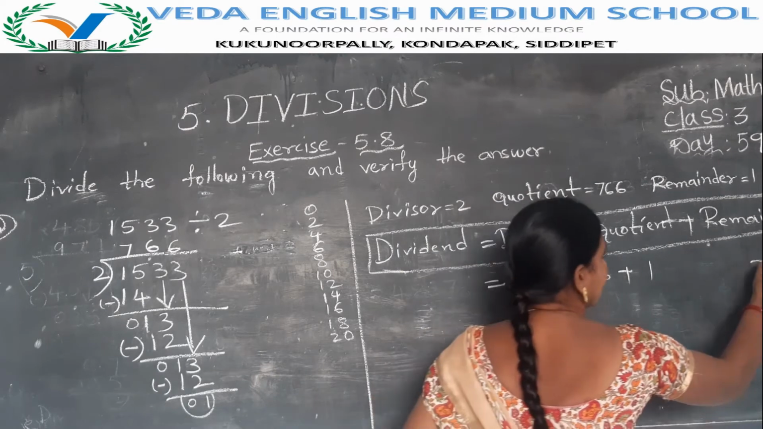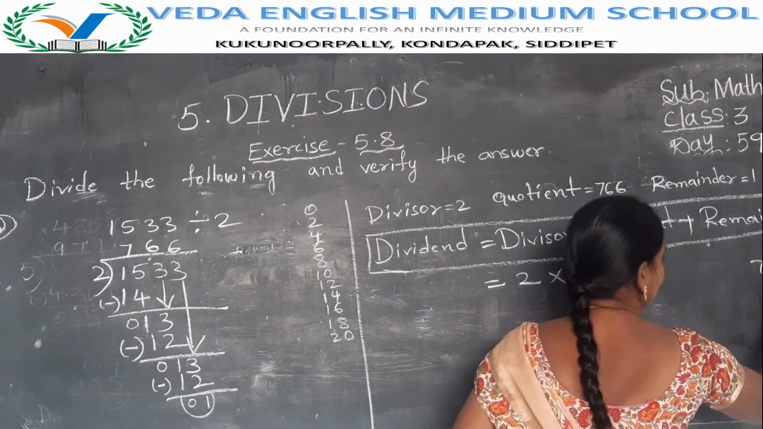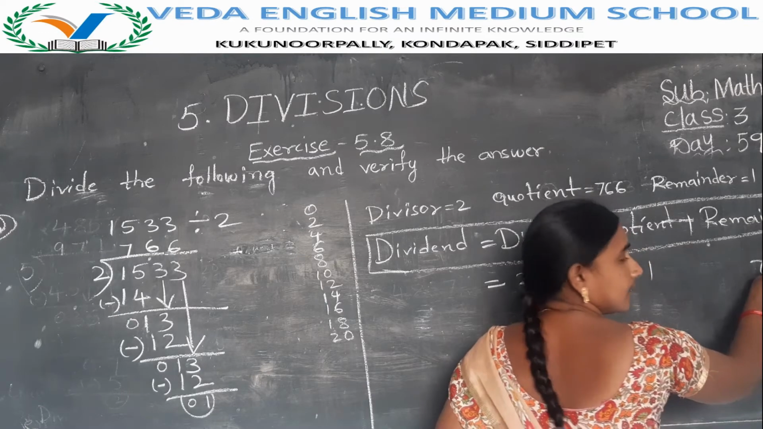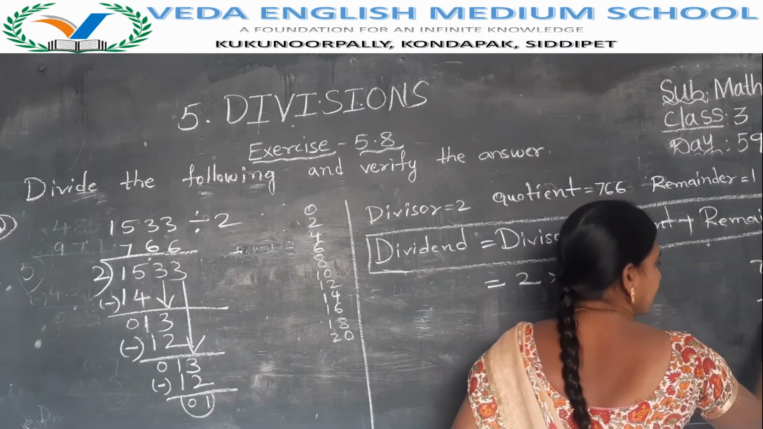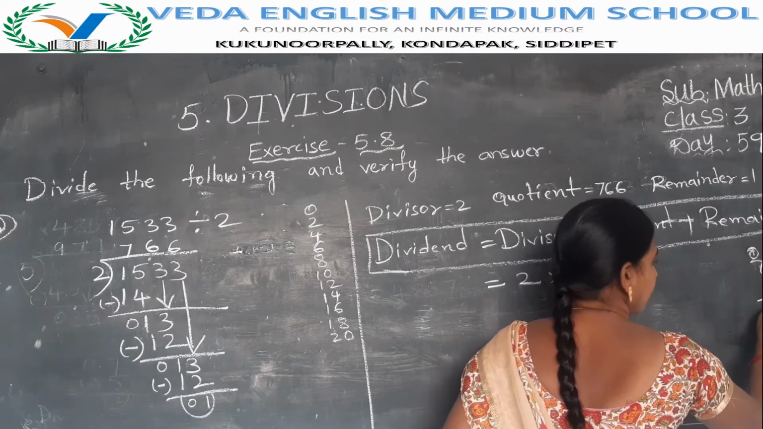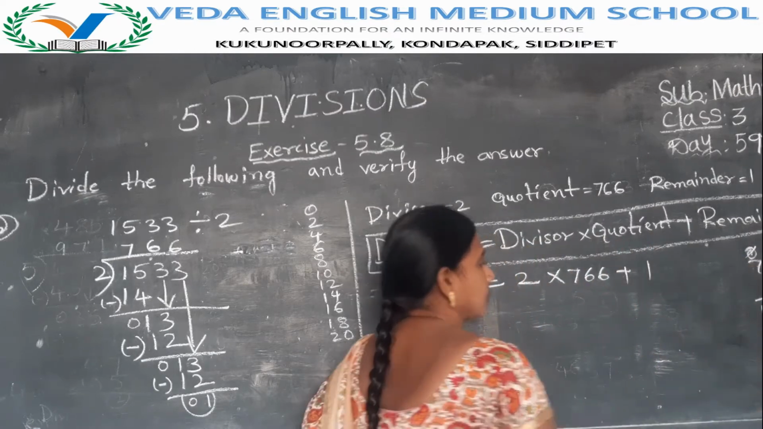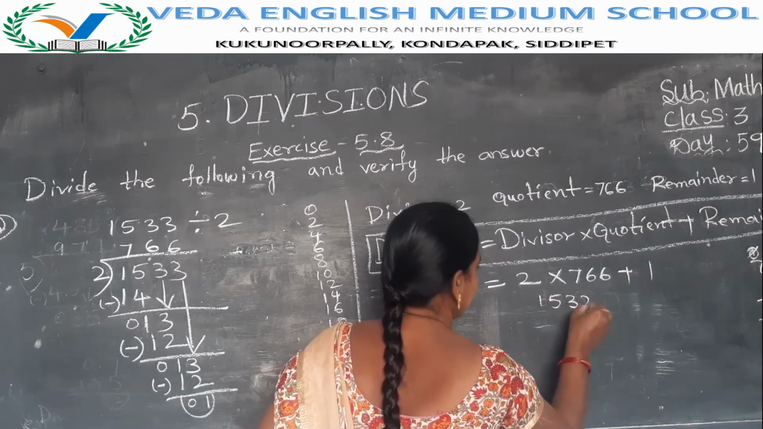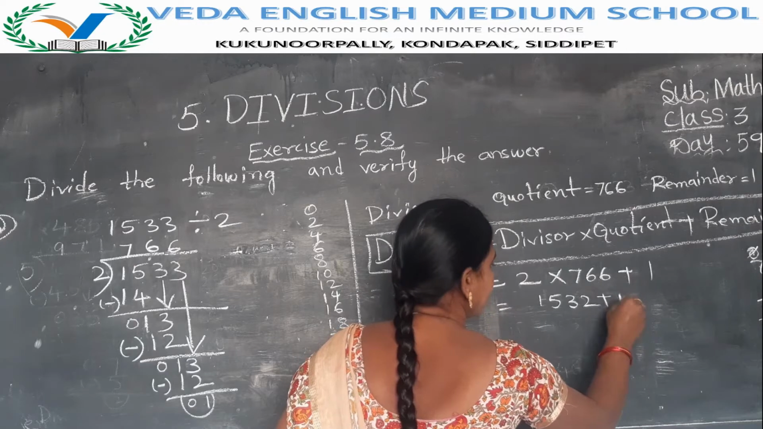So 766 into 2. 2 sixes are 12. So 2 here, 1 carry. 2 sixes are 12, 12 plus 1 is 13. So 3 here, 1 carry. 2 sevens are 14, 14 plus 1 is 15. Okay. So now 1532.